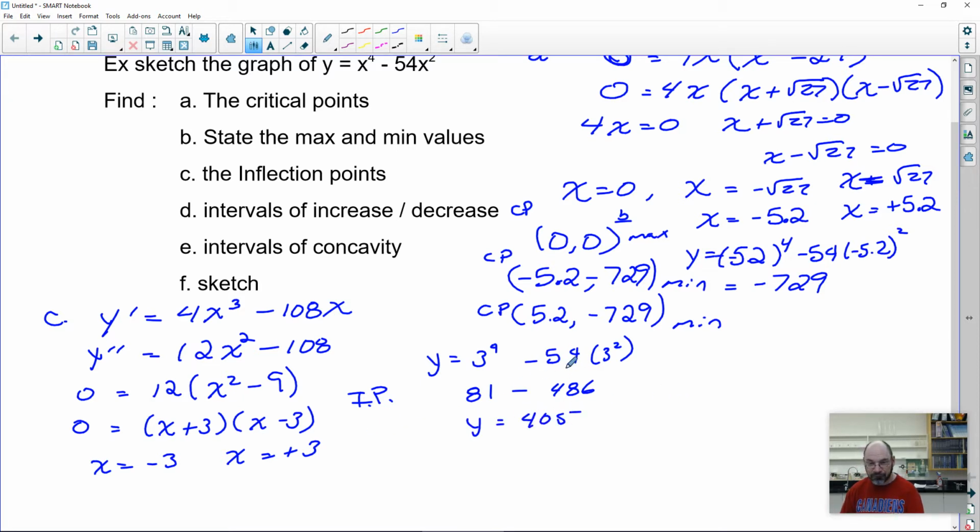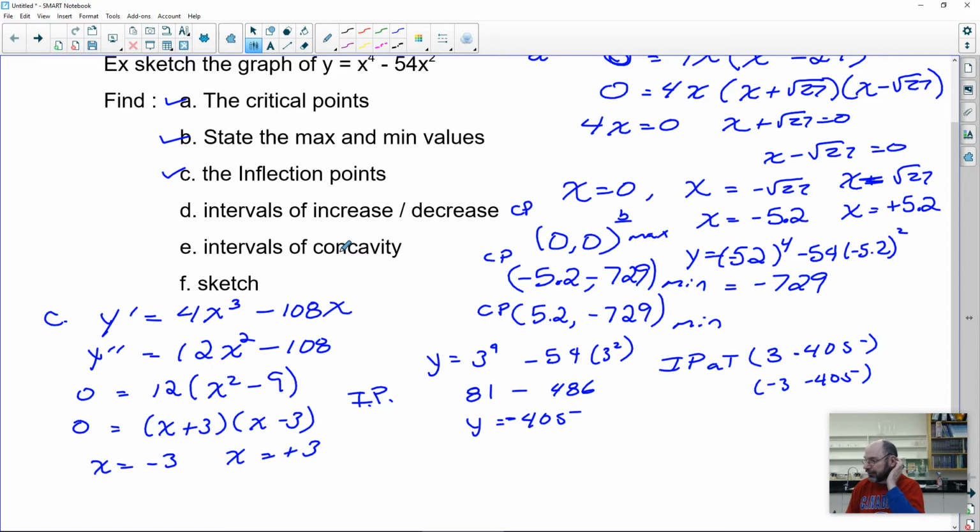And the negative 3, if we squared that and we to the fourth it, it's going to give us the same thing. So we're going to have inflection points at (3, negative 405) and (negative 3, negative 405). Okay, so we've got our inflection points. We've got our critical points. We've figured that out. Our intervals of increase, decrease, and our concavity is next.